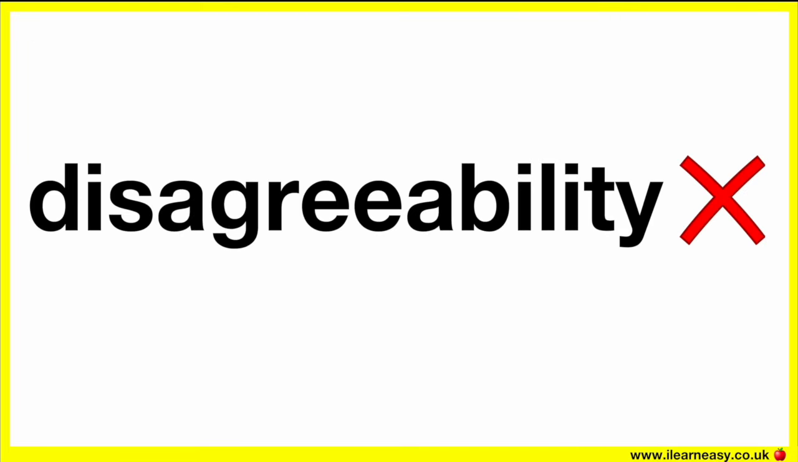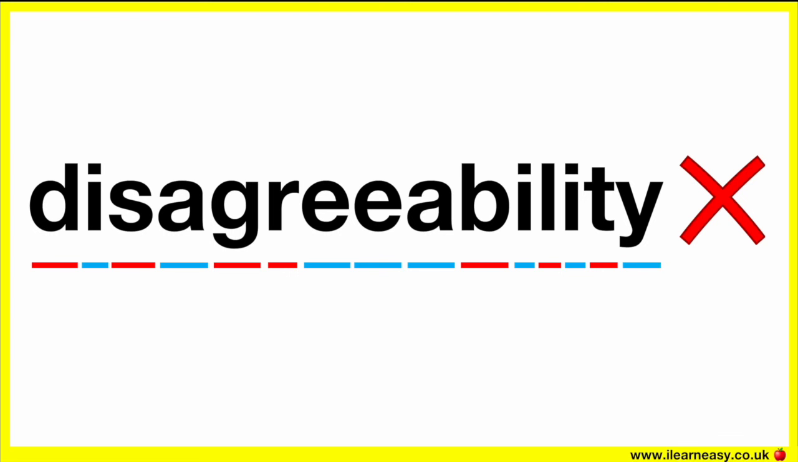Disagreeability. The letter D is a consonant. The letter I is a vowel. The letter S is a consonant. The letter A is a vowel. The letter G is a consonant. The letter R is a consonant. The letters E's are vowels. The letter A is a vowel. The letter B is a consonant. The letter I is a vowel. The letter L is a consonant. The letter I is a vowel. The letter T is a consonant. And the letter Y is considered to be a vowel because it makes the long vowel E sound.